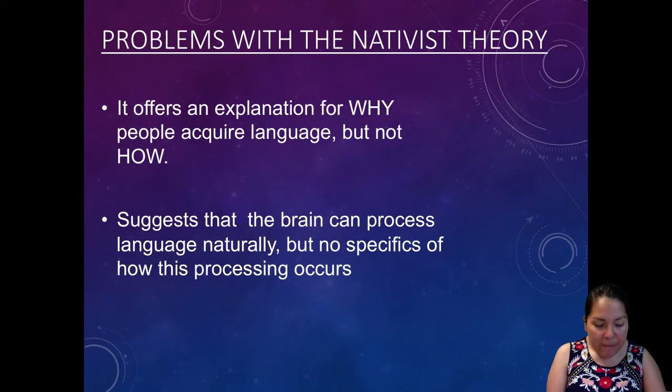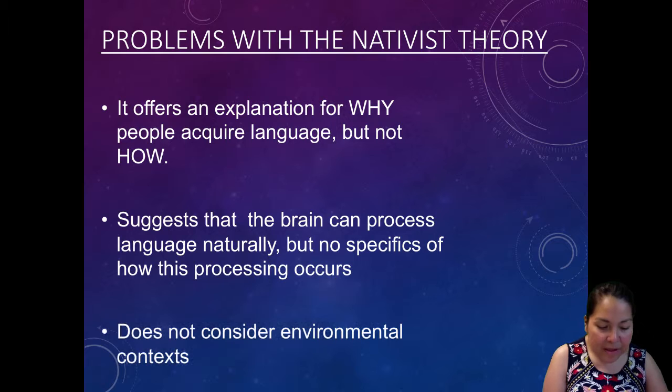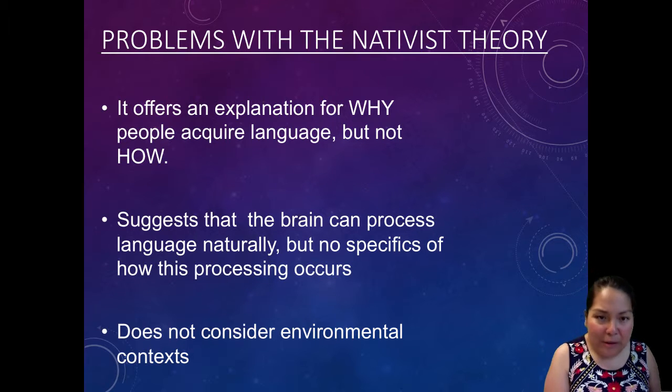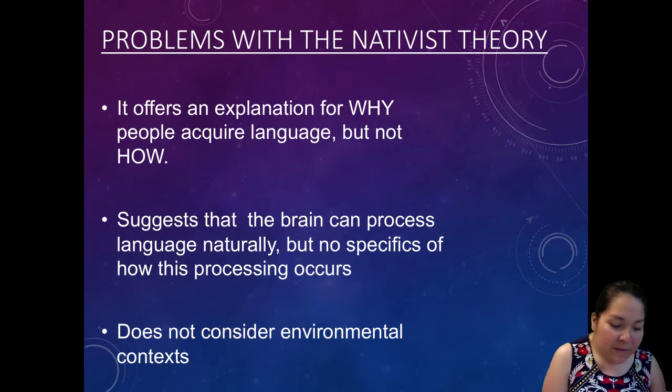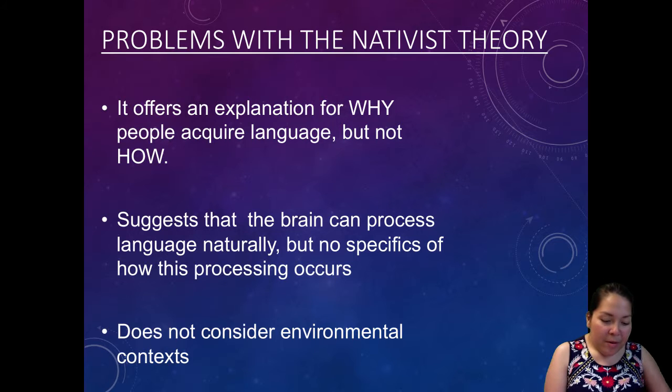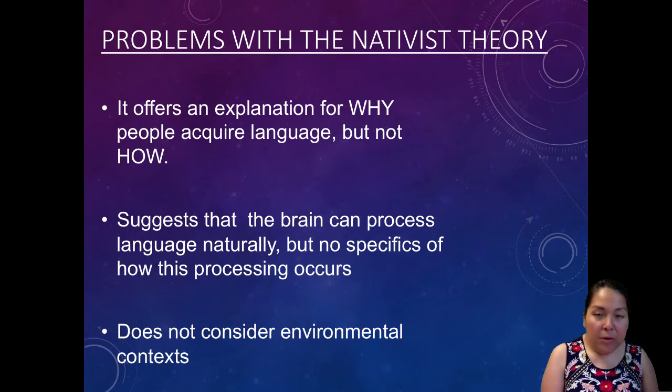Problems with this theory: the nativist theory offers an explanation for why people acquire language, but not really how. We know it's innate, but how is it innate? What does it actually look like? It suggests that the brain can process language naturally, but gives no specifics of how this processing occurs. It's only hypothetical at this point, and significantly, the theory does not consider environmental context. This leaves a question about the influence of teachers and your parents on your own language acquisition throughout your childhood, teaching and shaping your language.